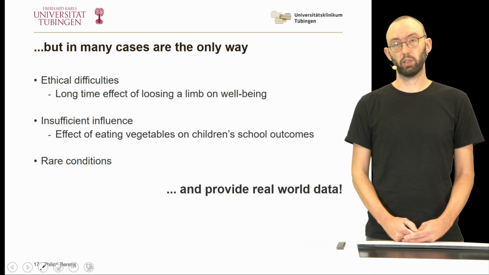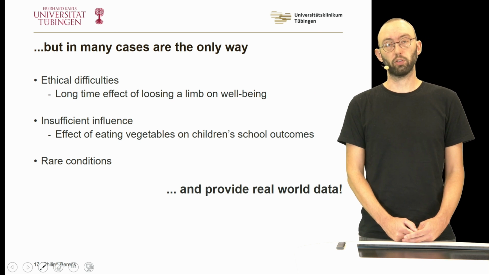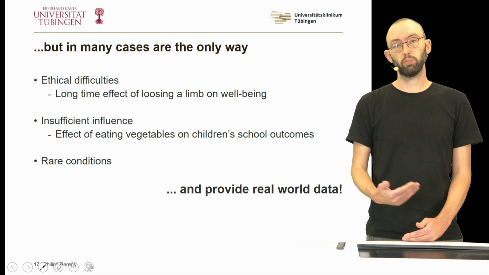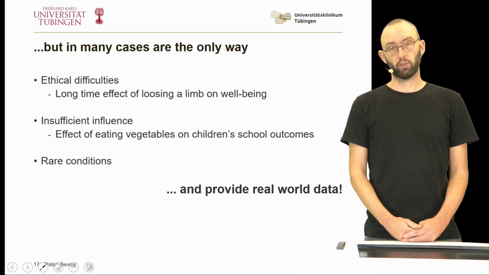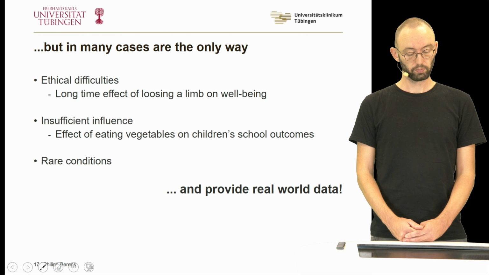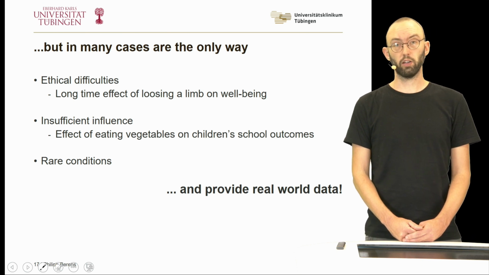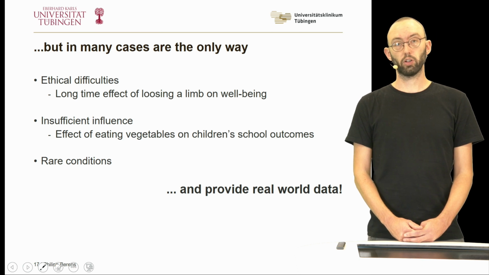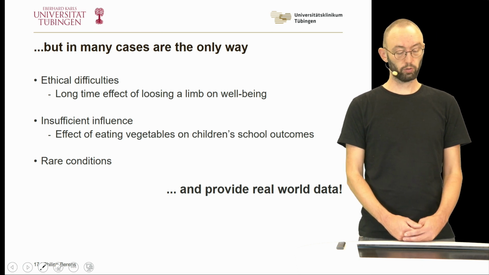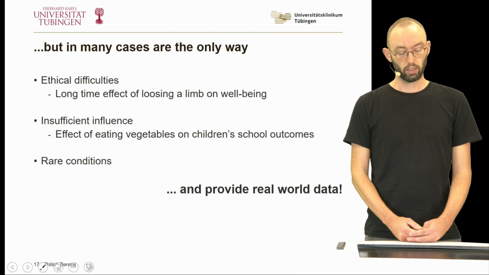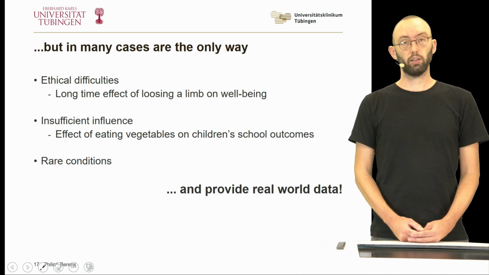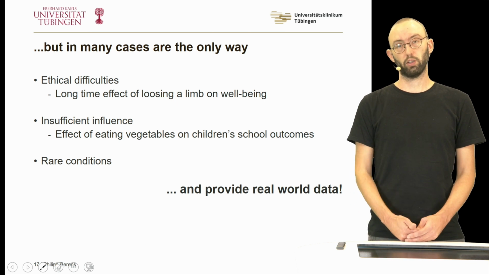So you have to look at people that have lost their limbs for natural causes and just track them through time or compare how this compares to a control group. Sometimes you also simply have insufficient influence to make people adhere to your experimental protocol. For example, if you're interested in the effect of eating vegetables on children's school outcomes, it's very hard to intervene in families and really just change the diet of children.